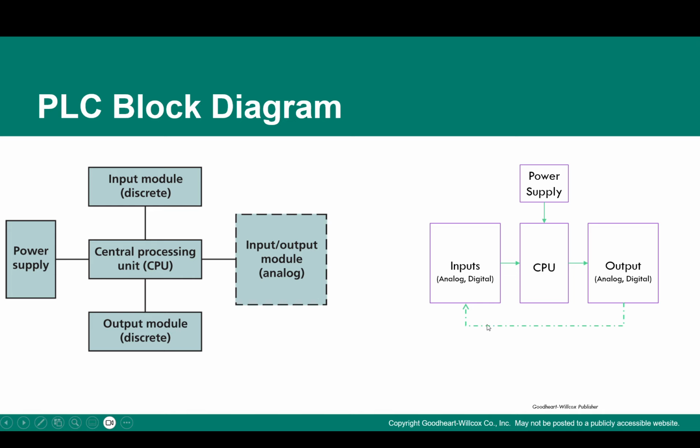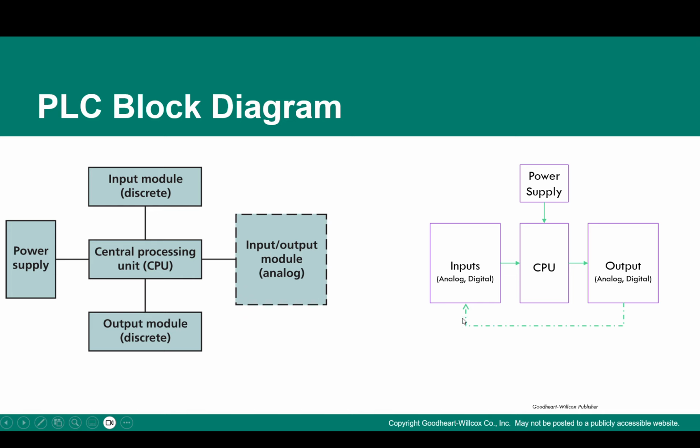To make this diagram simpler, I have redrawn it like this, as you can see here. In this simplified version, you have inputs and you have outputs, and the power supply, which, as in any other electrical or electronics system, we need. The inputs can be analog or digital, and the output coming out is analog and digital. As you see here, there are arrows which are solid, and here is a dotted line.